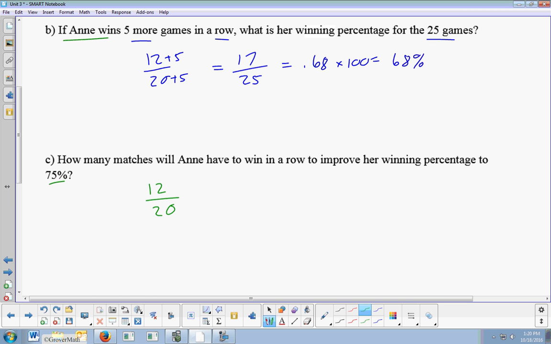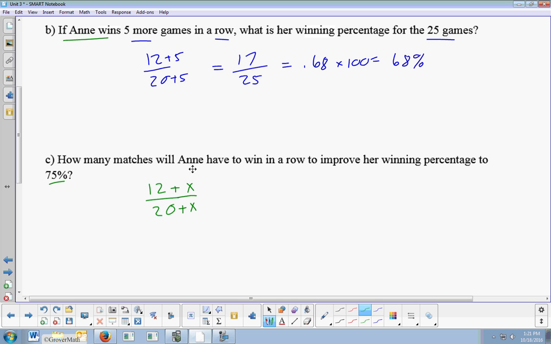Because this was if Anne wins 5 more. She didn't do that yet. She's won 12 out of 20. We know that. How many more will she have to win to get a 75% rate? So she's going to have to add x amount of wins to her 12 wins and x, that same amount, to her amount of games that she played.